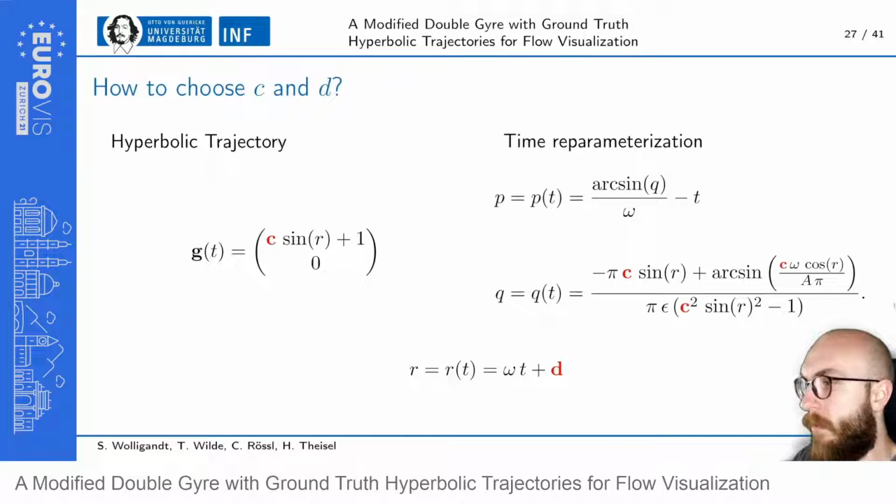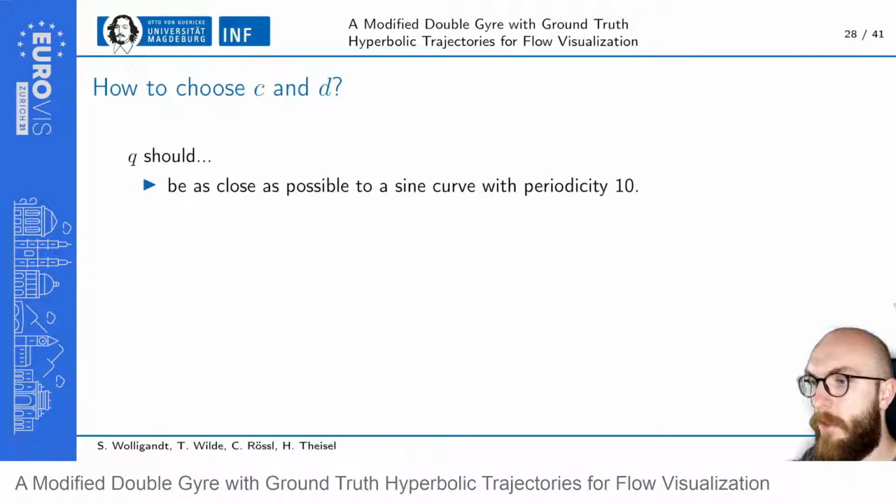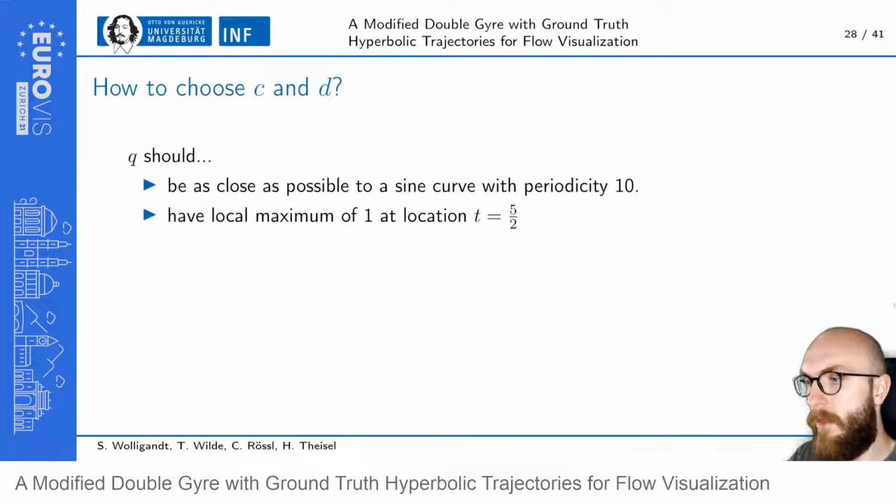We need to specify the constants c and d. But how do we do this? We need to require q to be as close as possible to a sine curve with periodicity 10. That means one time period of our modified double gyre has to also be of length 10. And we do this by setting a maximum of 1 at location t equals 5 halves. That means we need to set q at 5 halves to 1 and the derivative of q at 5 halves to 0.